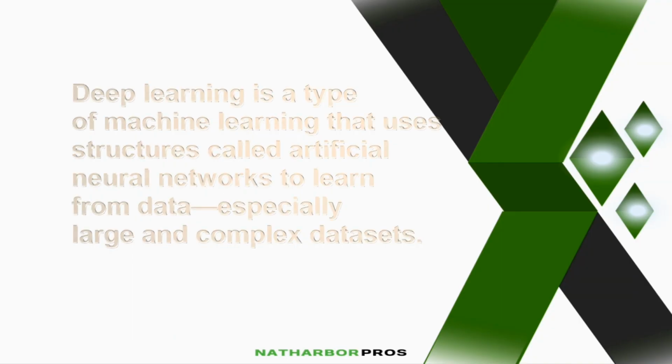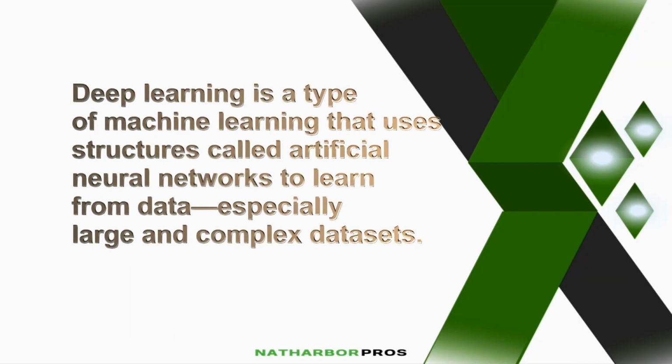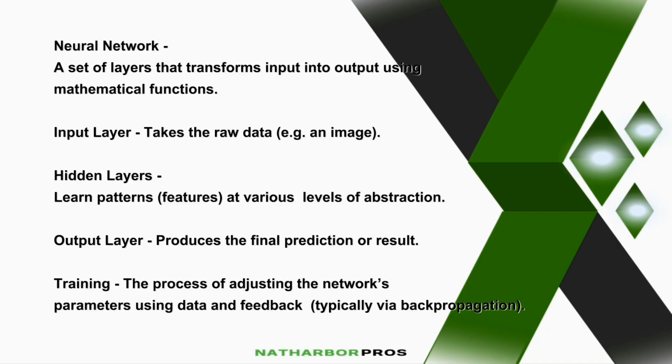Deep learning is a type of machine learning that uses structures called artificial neural networks to learn from data, especially large and complex data sets. Some of the main concepts are the neural network, a set of layers that transforms input into output using mathematical functions; the input layer, which takes the raw data, for example, an image; hidden layers to learn patterns, features at various levels of abstraction; the output layer, which produces the final prediction or result.